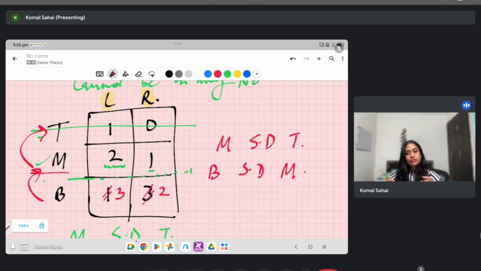ठीक है. So it's not enough that you find an action that strictly dominates any other action. Okay, that doesn't mean it can be part of a Nash equilibrium. In this case your M will also be strictly dominated. ठीक है. So इसको तुम मतलब by elimination only you will know that the other player will choose B.